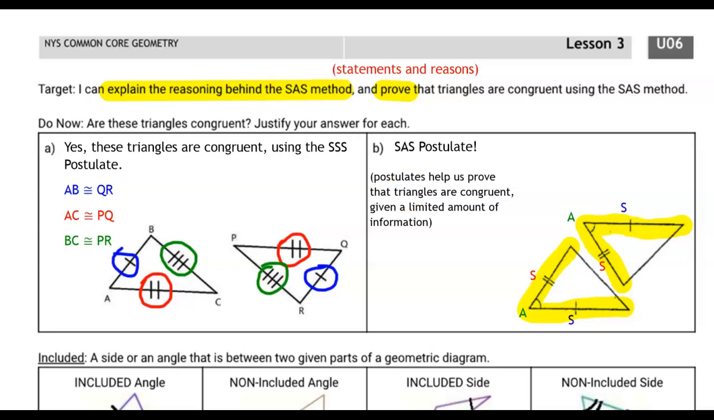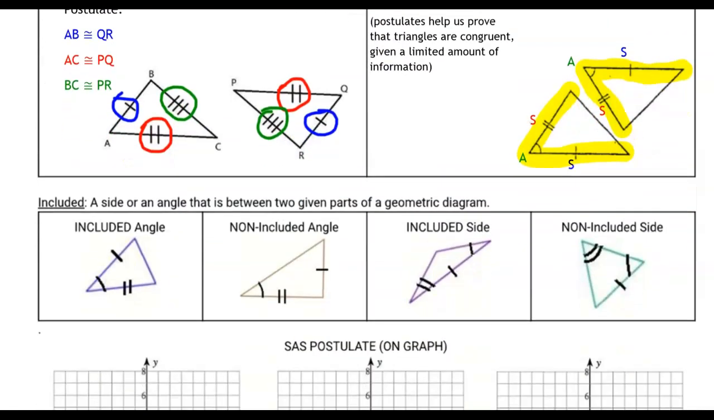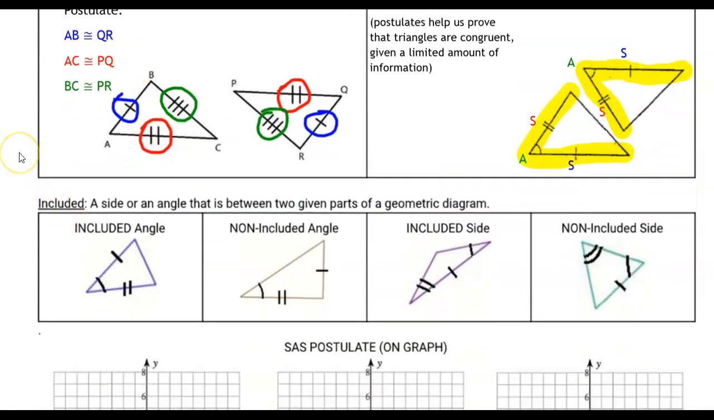Let's take a look at a piece of vocabulary that you're going to need for today, which is the word included. Just like in many cases in geometry, the word included means something in English, but it means something else in geometry. In all of geometry, that word included has a very specific definition. Included means a side or an angle that is between two given parts of a geometric diagram. So between is the operative word here. Included means between.